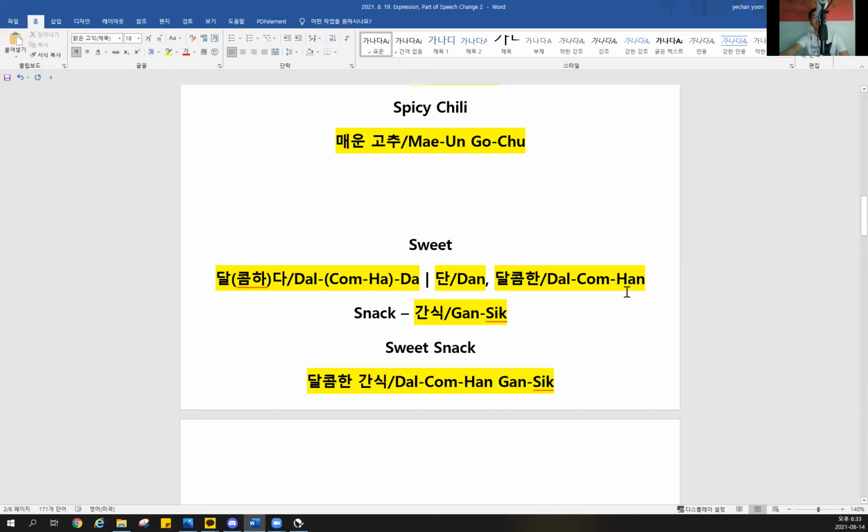I give the example with the snack. How you can say? Snack is 간식. So sweet snack is gonna be 달콤한 간식 or 단 간식. But we usually use the 달콤한 more often. All right, so 달콤한 간식.